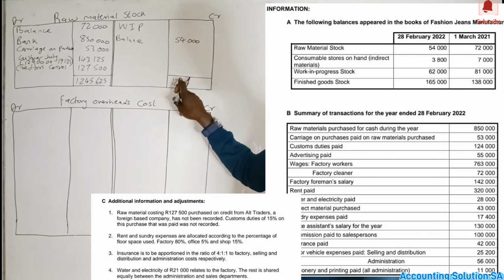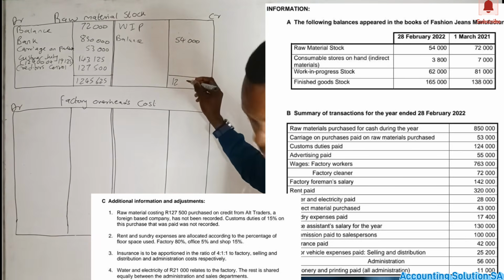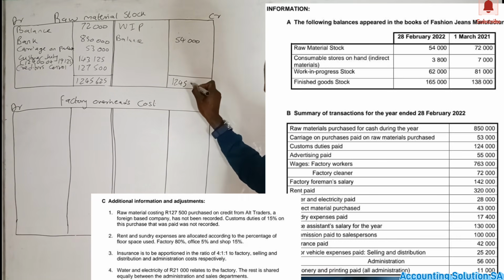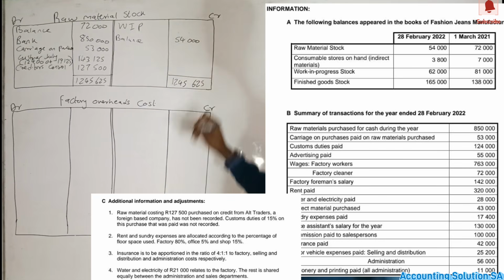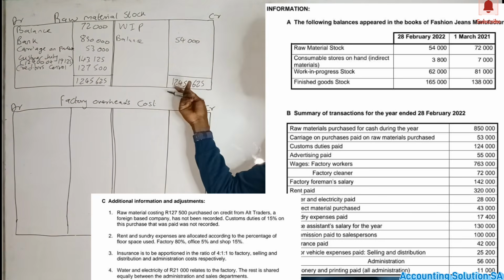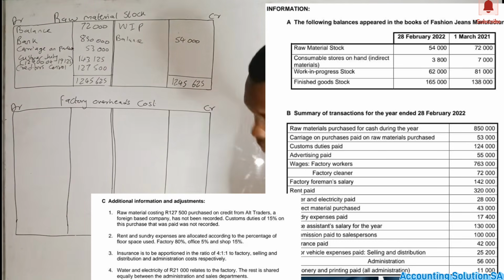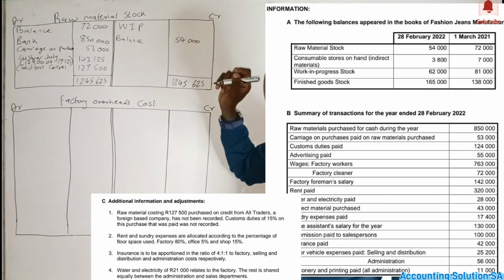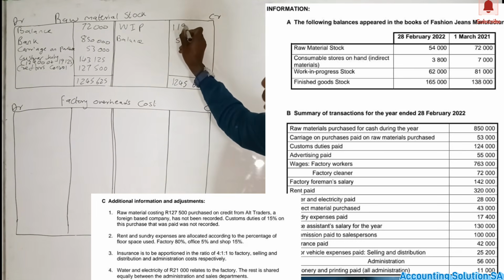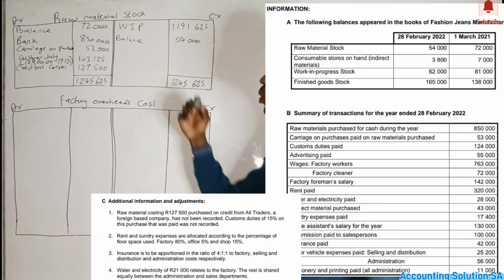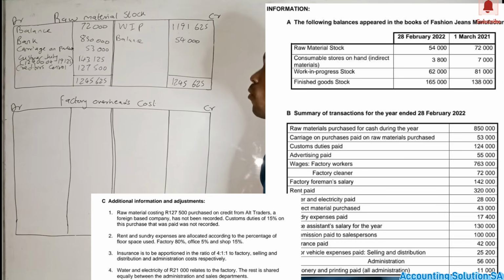Okay, it's going to be 124,565. All right, then after that we take this amount and we subtract this amount, then it's going to give us a work in progress of, let's calculate this one minus this one, 1,191,625. So this is how you should complete your raw material stock. So make sure that you do it like this.